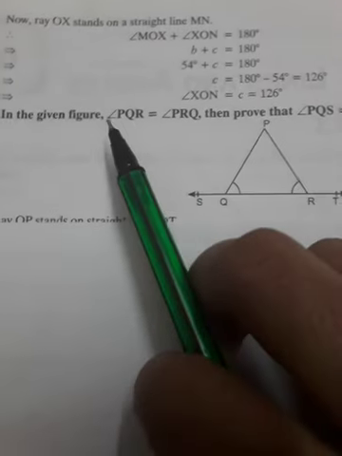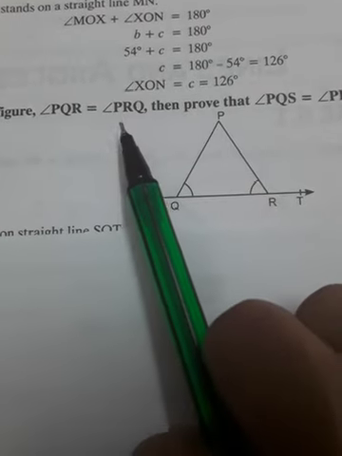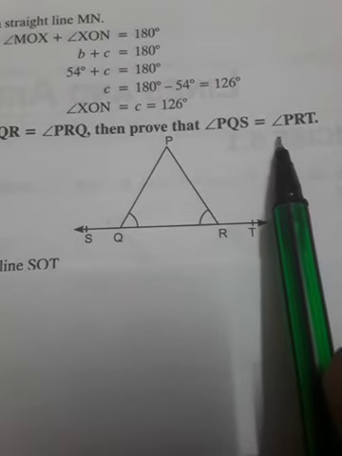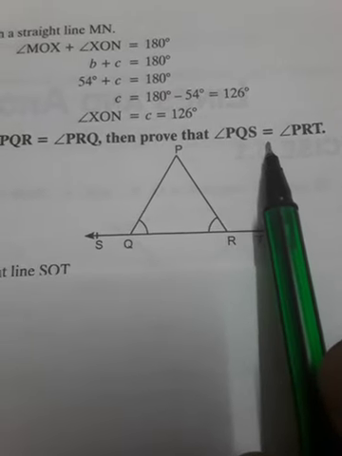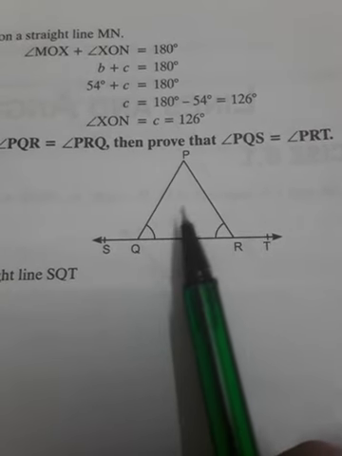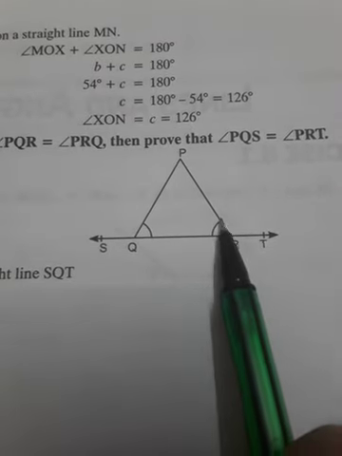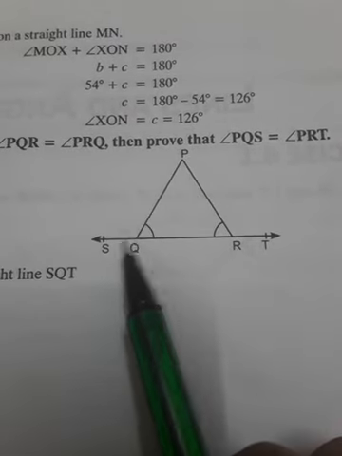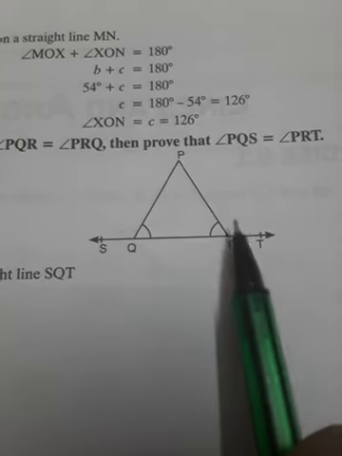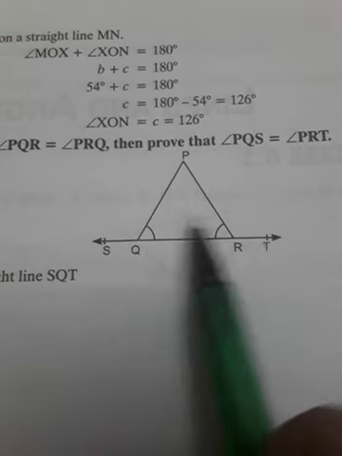Now question number 3. In the given figure, angle PQR equals angle PRQ, then prove that angle PQS and angle PRT are equal. So here it is given that in this figure these two angles are equal. Then we need to prove that these two angles are equal. PQS, this exterior angle, and PRT, this exterior angle. These two are equal, that we need to prove.